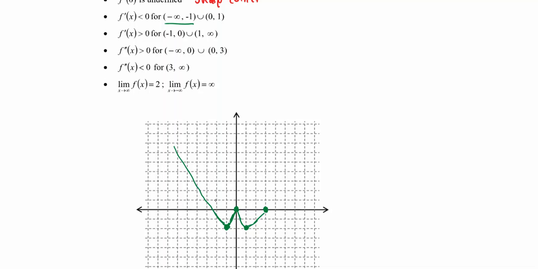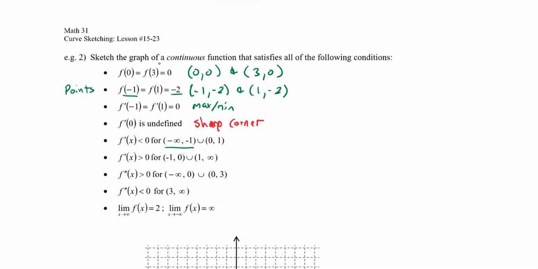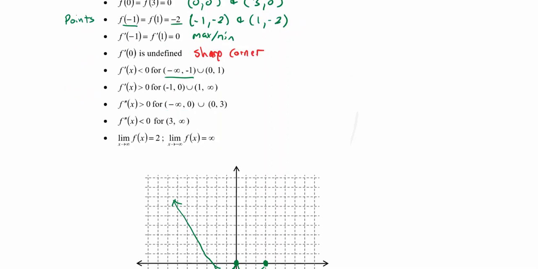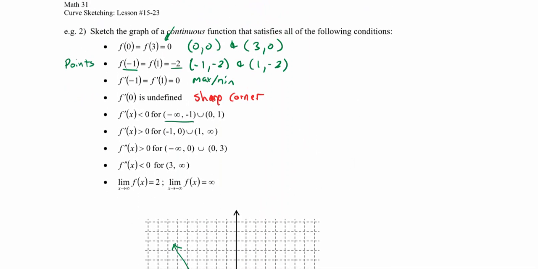Okay, so now one thing you might be saying is, well, what about this? Like we crossed the x-axis there, and we didn't have an x-intercept there. Well, the way these questions work, they don't give you all the information. There might be an x-intercept there. We just didn't have it, right? They just didn't actually tell us that info.